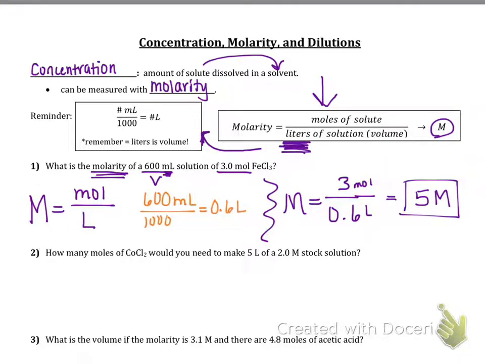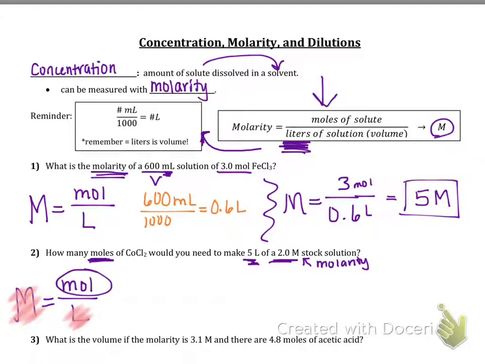All right, let's try number 2. How many moles of cobalt chloride would you need to make 5 liters of a 2 molar stock solution? So we want to know moles, we have liters, and we have molarity. This capital M here means it's molarity. If we have our equation, molarity equals moles over liters, we have molarity and we have liters, so we are looking for moles. Okay, so let's plug in what we know.